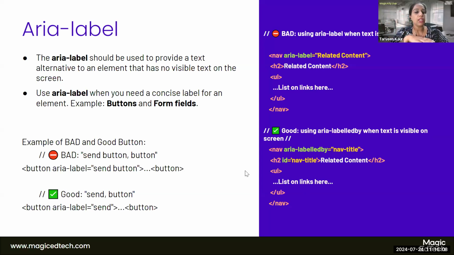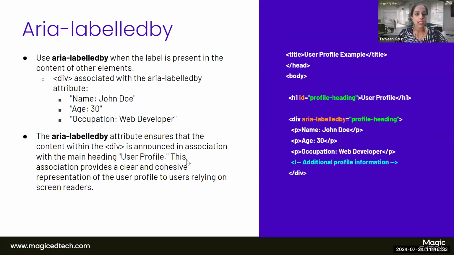Similarly, if you look at the example on the left-hand side, we have added ARIA label as send button and its role is defined as button. Again, we don't need to duplicate the effort. It's always better to label and name it right. Don't overdo, because if you need to overdo, just rethink and apply ARIA described by. That we'll be talking about in the upcoming slides. Moving on to the next slide.